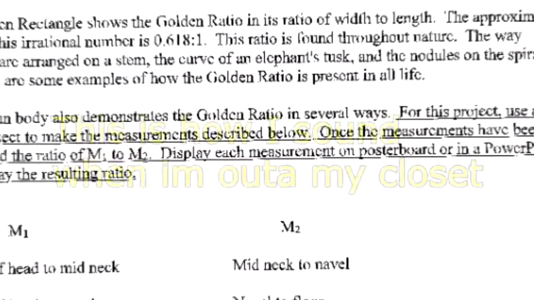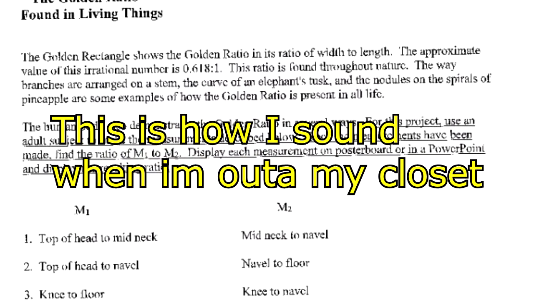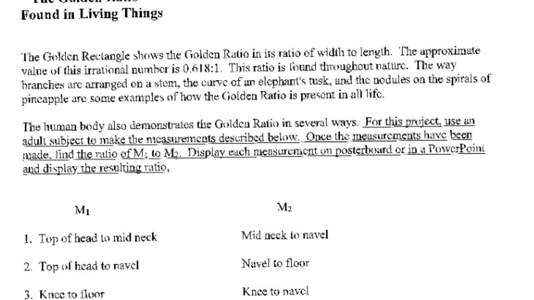So today I'm gonna measure different parts of my body. Oh my gosh, that sounds weird. Okay, in the directions, it says that I need to measure one part of my body to another part and make it a ratio to another measurement I did from one part of my body to the other. That's the shadiest thing I've ever said. Okay, let's do this.